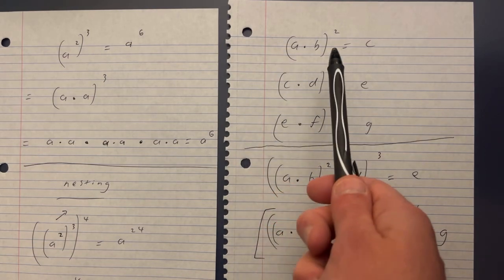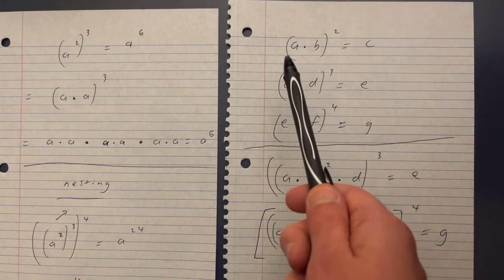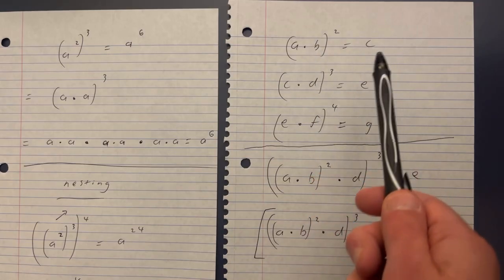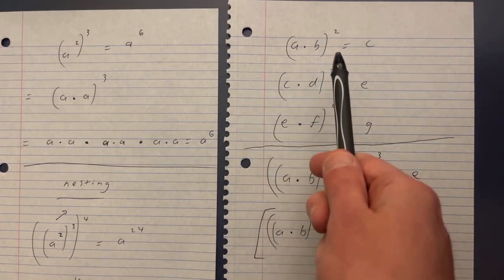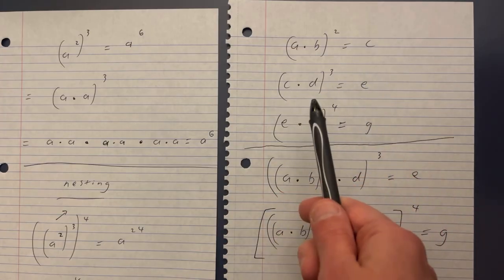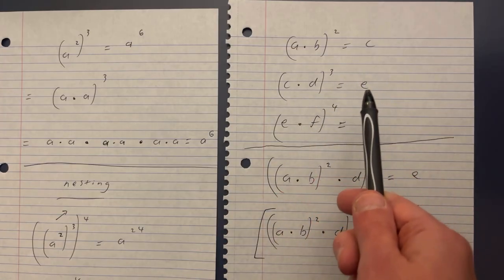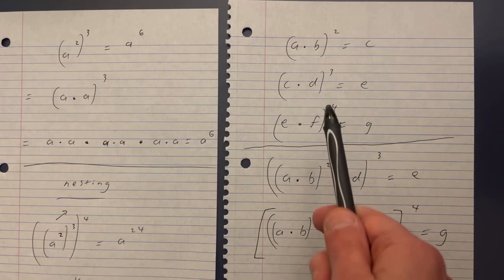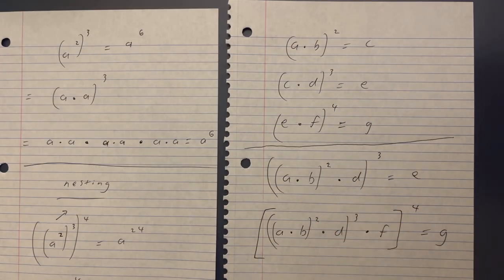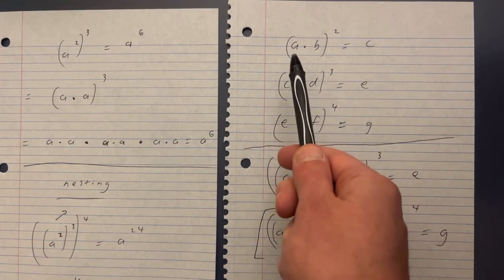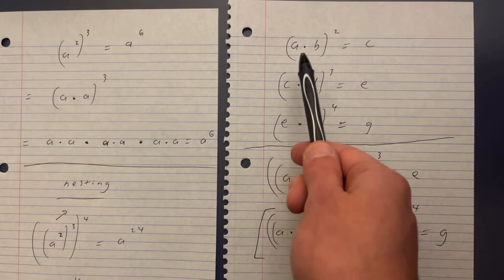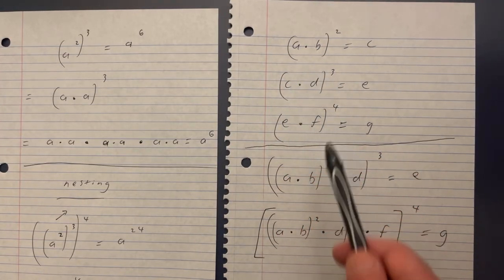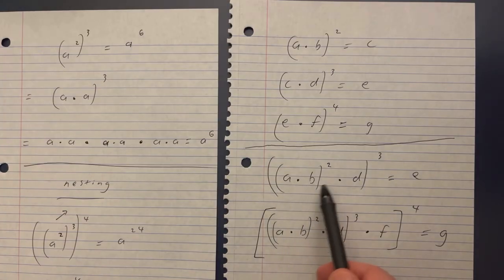You take a times b, quantity to the second, equals c. Notice these letters go in order: a, b, c, d, e, f, and g. So you take a times b, quantity squared to get c, c times d, quantity cubed to get e, and then e times f, quantity to the fourth, to get g. We can take this whole term here for c, which is a times b, quantity squared, insert that into c right here. So we end up with a times b, quantity squared, times d. And that's what we have right here.